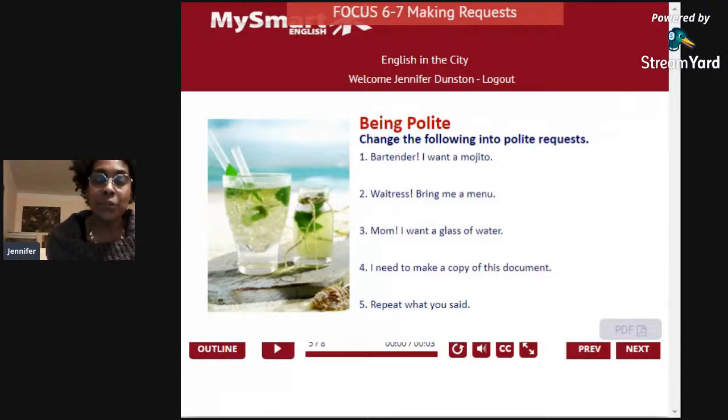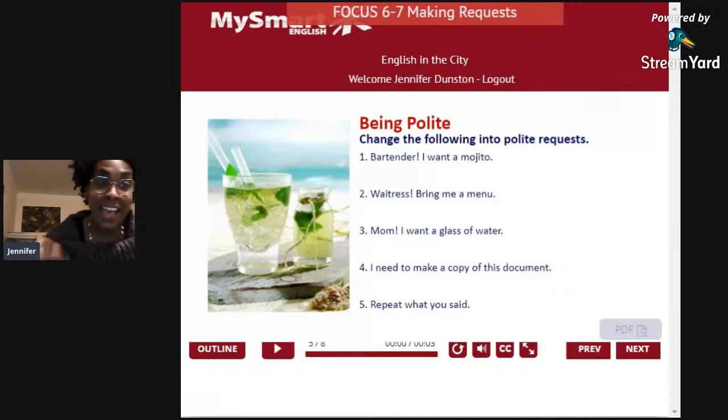Here we have some other situations that we want to look at. We have 5 phrases, 1, 2, 3, 4, 5. And we want to change them into polite requests. So we understand that these requests are not polite. Bartender, I want a mojito.